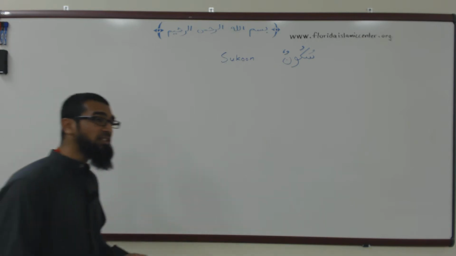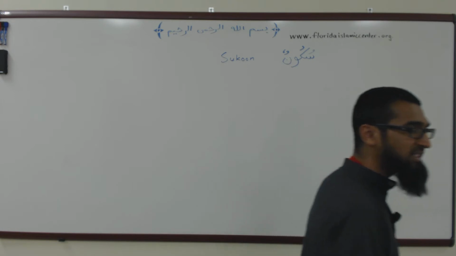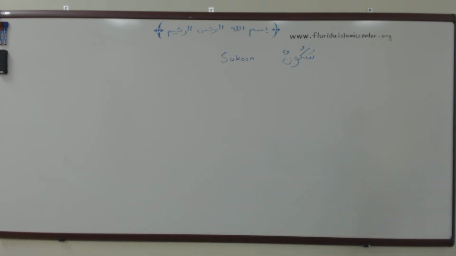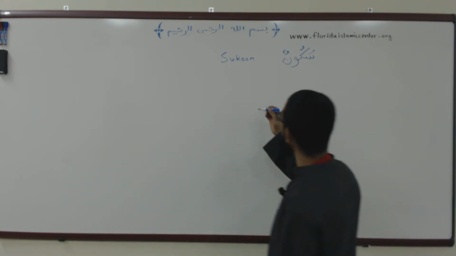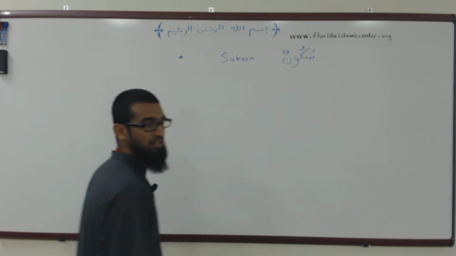Now, what if you just want the B sound from a ba? Or you want the M sound from a mim? Or the S sound from a sin? Or the D sound from a dal? Right? You put a sukoon on it. And a sukoon is just a little circle that goes on top of the letter.